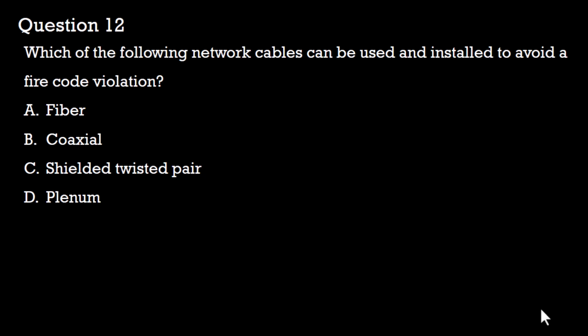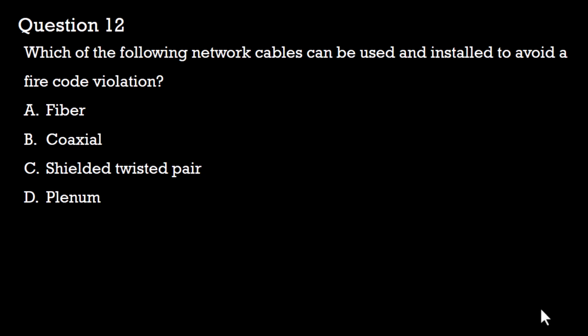Question 12. Which of the following network cables can be used and installed to avoid a fire code violation? A. Fiber. B. Coaxial. C. Shielded twisted pair. D. Plenum. Fiber optic cables are generally safe and they do not conduct electricity. However, they must also be plenum rated if they are installed in plenum spaces in order to comply with fire codes. Coaxial cables are not specifically designed to meet fire safety requirements unless they are plenum rated.